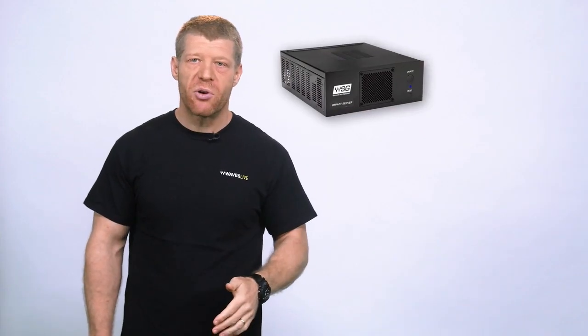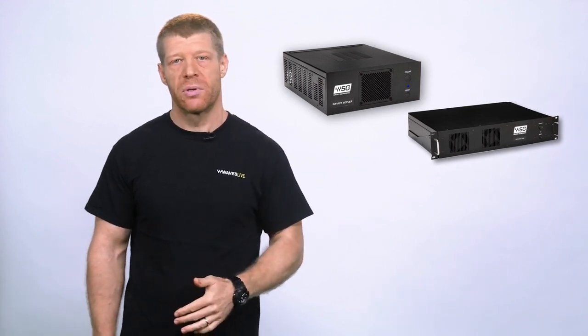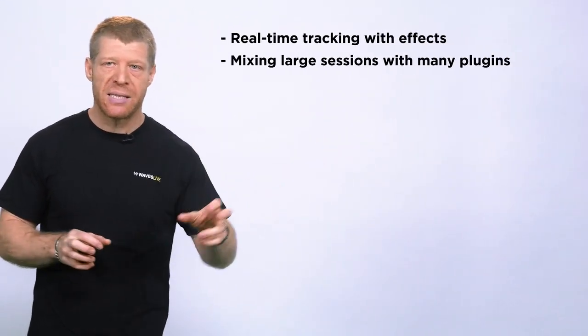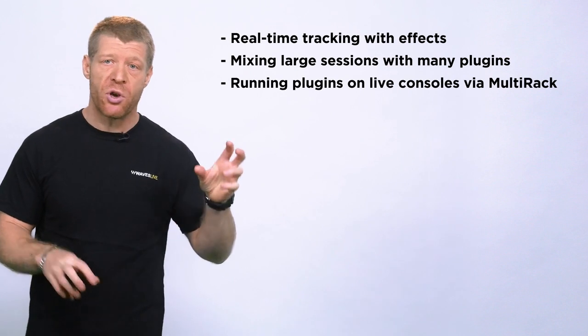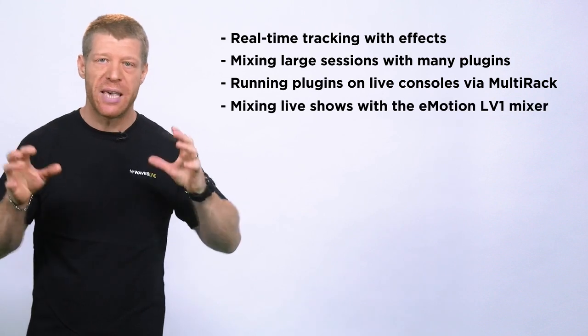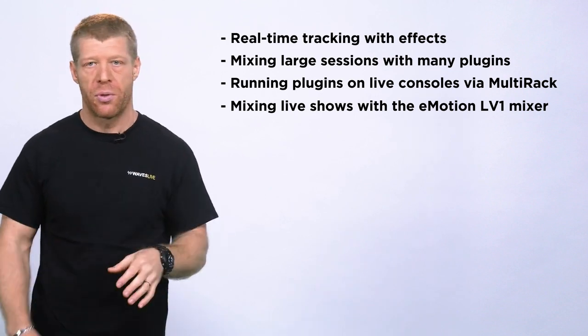A SoundGrid DSP server is a number cruncher designed to take the processing load off of your computer. Audio in the SoundGrid network runs through the server and it's processed with SoundGrid-compatible plugins. The server provides low-latency audio turnaround, thus allowing time-critical applications such as real-time tracking with effects, mixing massive sessions and using many plugins in studio settings, using SoundGrid plugins with your physical live console via multi-rack, and even running live shows using the Emotion LV1 software mixer at front-of-house, monitors, or both.